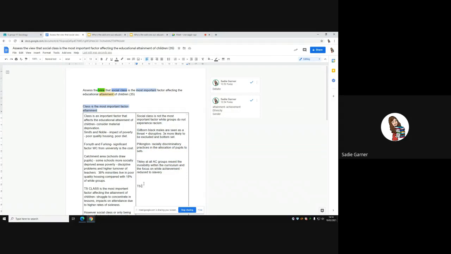So this shows social class is not the most important factor affecting children's attainment.